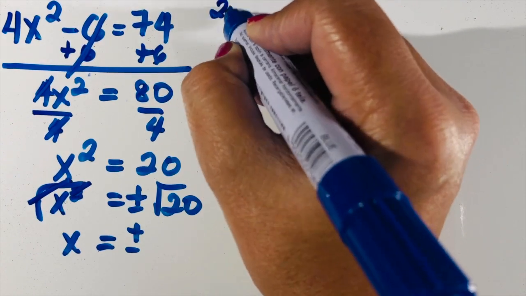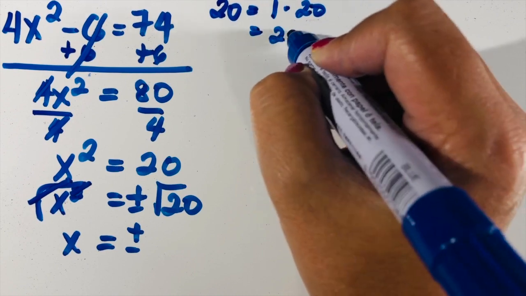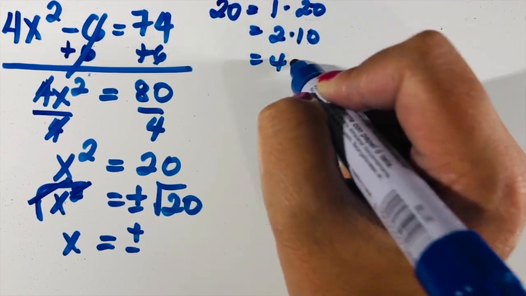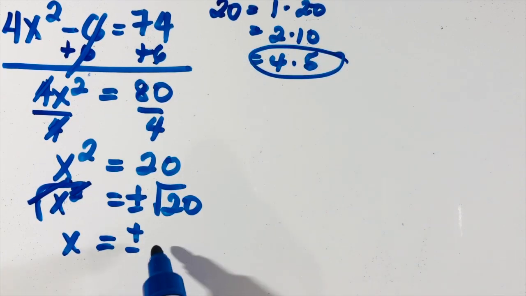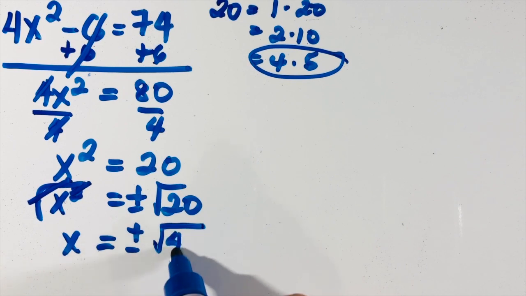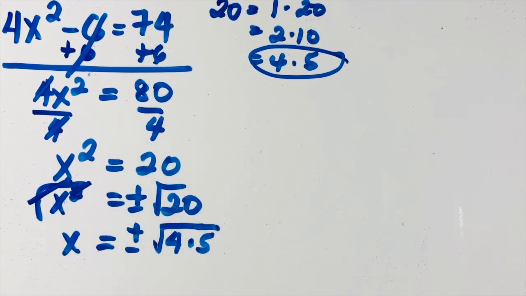So let us find 1 times 20. We have 2 times 10, 4 times 5, and that's it. Now, my question is, among all the factors of 20, which is perfect and which is prime? So, this is the pair that we are looking for. So, this will be 4 times 5. So, we will only simplify a perfect number.